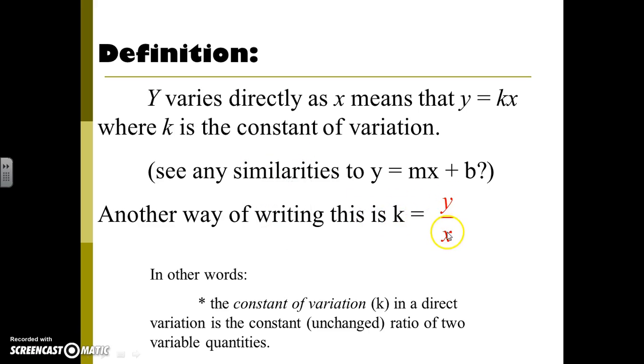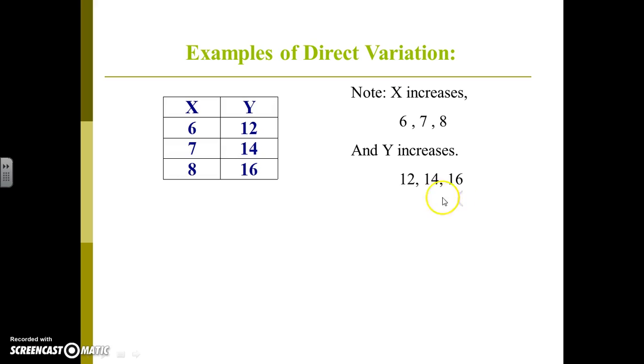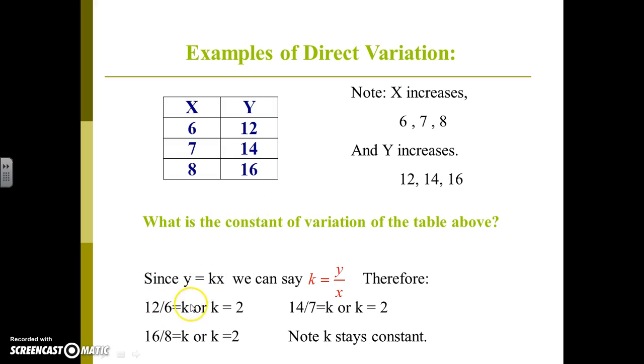k equals y over x. So when we're talking about the constant of variation, we're talking about y over x. So if you notice, 12 over 6 here is 2, 16 over 8 is 2, 14 over 7 is 2. Every time you look at the y value in relationship to the x value, we note that k stays constant. Let's make sure we copy this down. I'll give a few seconds.